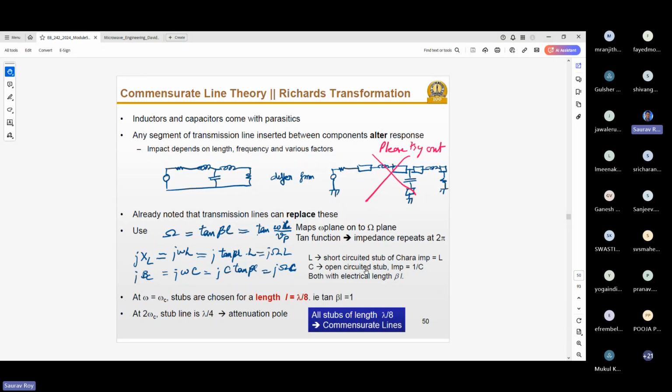And why is it called a commensurate line? When you follow this, all of the lines should have the same length of lambda by 8. So that's why it's called commensurate lines theory.